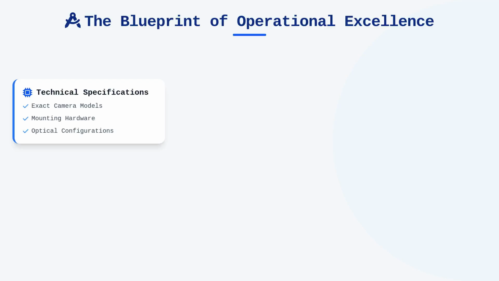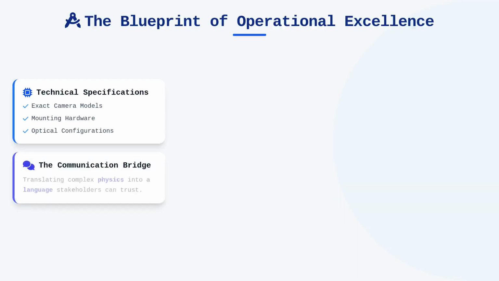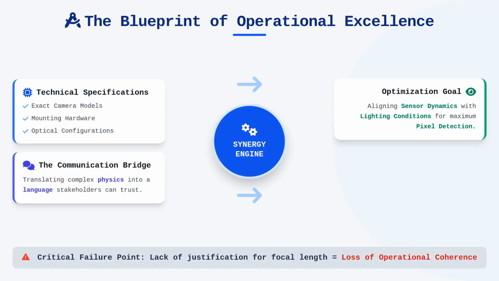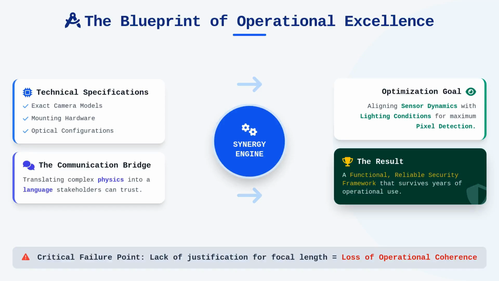A robust blueprint specifies everything from the exact camera model to the mounting hardware and optical configurations required for the job. You should think of these designs as a language that communicates your technical expertise to stakeholders who might not understand the underlying physics. If you cannot justify why a specific focal length was selected for a site, you will fail to maintain operational coherence when conditions inevitably change. We look for synergy between the camera's sensor dynamics and the lighting conditions of the scene, ensuring that every pixel contributes to the detection rate. It is this level of detail that separates a drawing of a camera on a map from a functional, reliable security framework that will survive years of use.